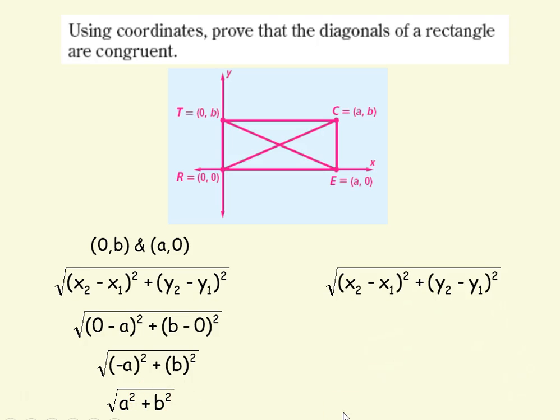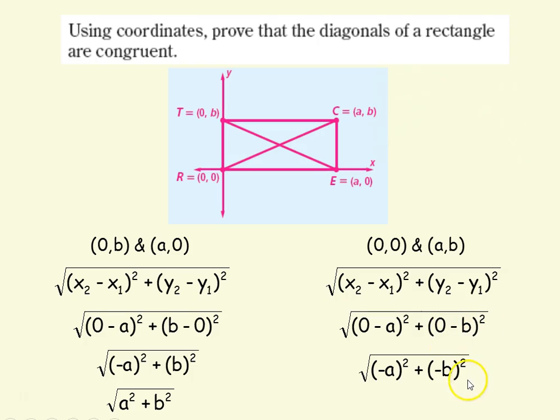Now we're going to find the distance between 0, 0 and a, b using the distance formula. So we're going to do the same exact thing here. Plug those values in. We get 0 minus a, and then 0 minus b. Difference of the x values squared plus the difference of the y values squared. 0 minus a is negative a, we did that before. 0 minus b is negative b. Negative a squared is positive a squared. Negative b squared is positive b squared, because a negative times a negative will be a positive.